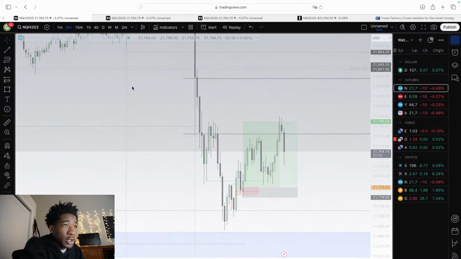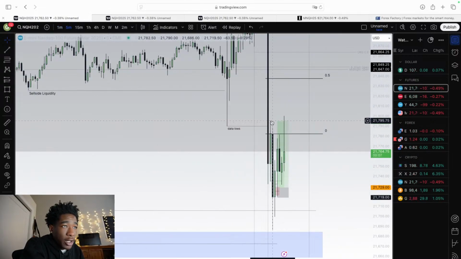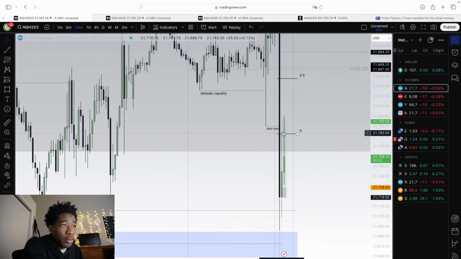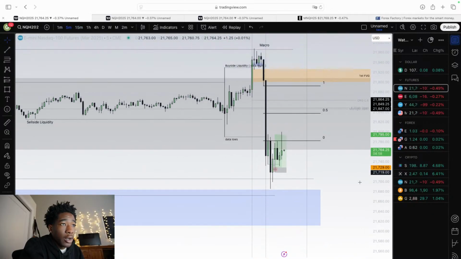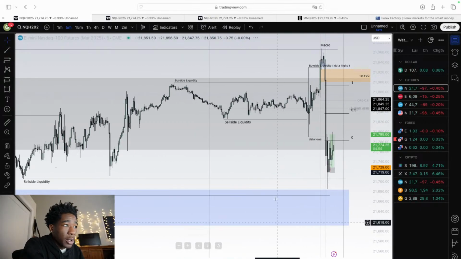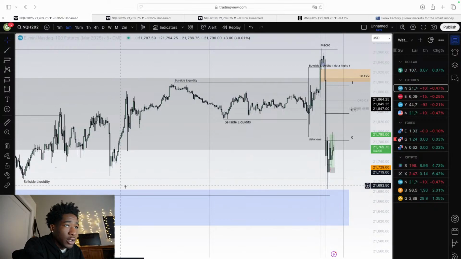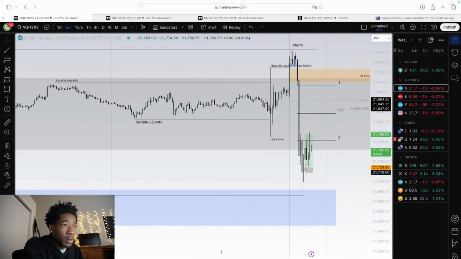We know price is gonna at least tap into this here, or here. For the most part, we know that it's gonna be some type of retracement into the range. We swept the buy side here and here, and we swept the equal lows here. We swept the data lows and those lows. We know there's gonna be some type of retracement, some type of pullback. We can expect it to. You feel me?